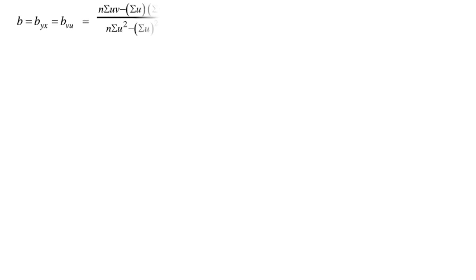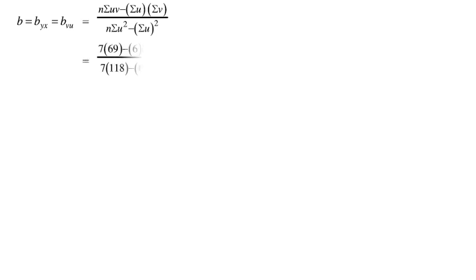Now start by calculating the B. Here B is byx, that is bvu. Here we have only deducted the values, there is no multiplication or division, so we don't need cy upon cx in this question. Just the formula: n summation uv minus summation u summation v, divided by n summation u square minus summation u the whole square.